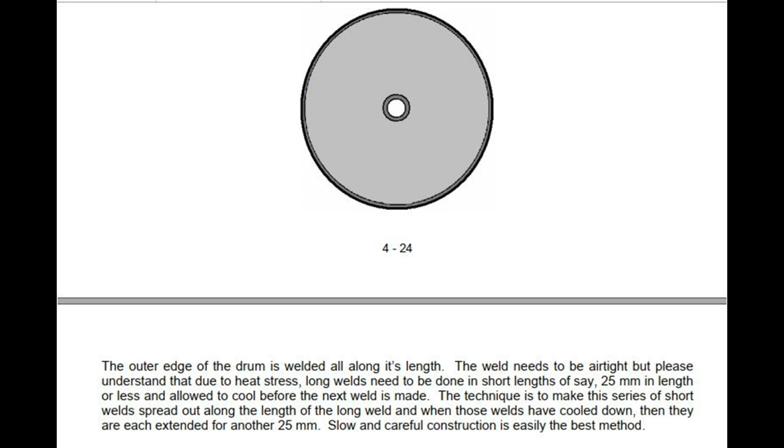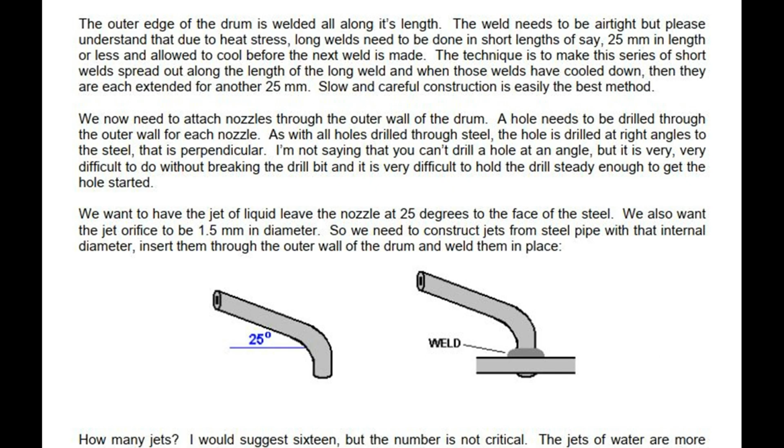We now need to attach nozzles through the outer wall of the drum. A hole needs to be drilled through the outer wall for each nozzle. As with all holes drilled through steel, the hole is drilled at right angles to the steel, that is perpendicular. I'm not saying that you can't drill a hole at an angle, but it is very difficult to do without breaking the drill bit, and it is very difficult to hold the drill steady enough to get the hole started.